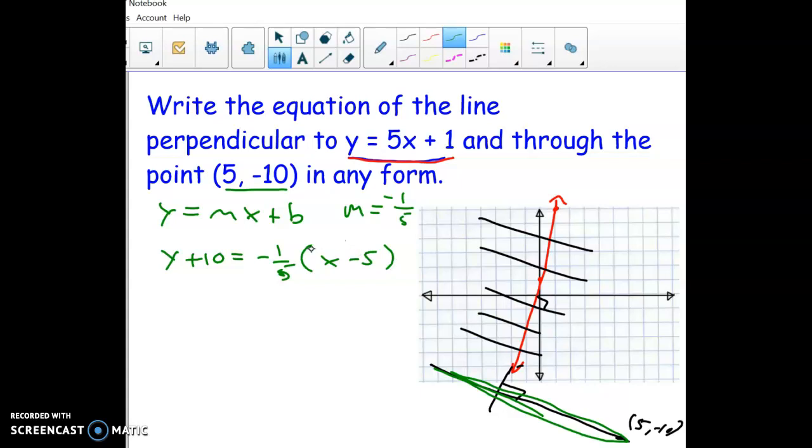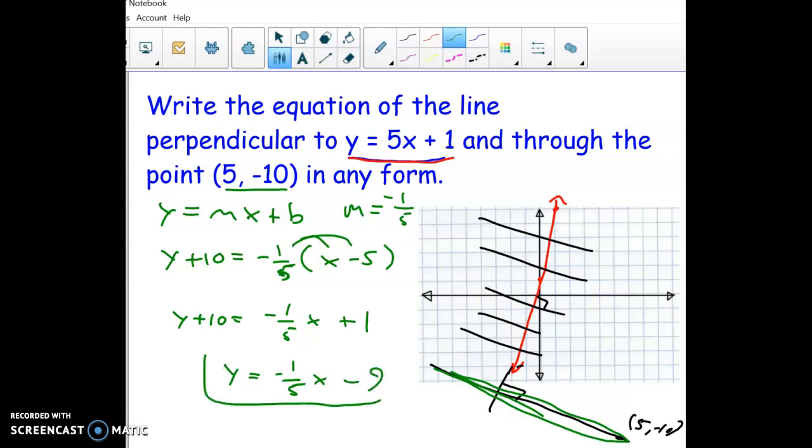All right, and then I guess you could leave it there. If it doesn't say what form, you could leave it in point slope. But if I want to convert to slope intercept, it's pretty easy. Just distribute that to get negative 1/5 x plus 1, negative times negative, and then minus 10, and you get negative 1/5 x minus 9 would be the equation of that green line.